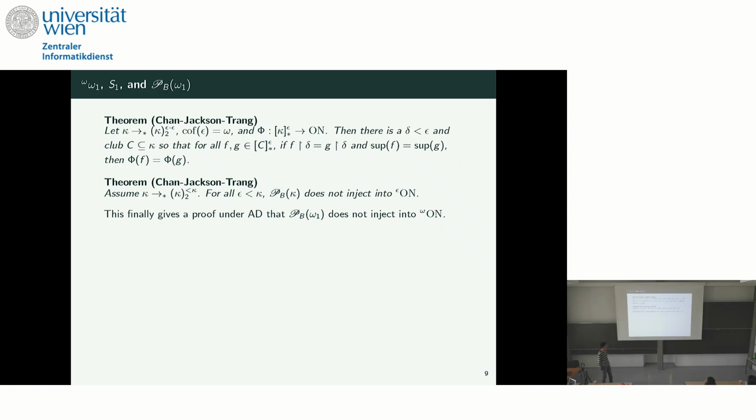So we can use this continuity result to show that if kappa is a weak partition cardinal, then PB kappa does not inject into omega sequences of ordinals for all epsilon less than kappa. And since under AD, omega 1 has a strong partition property, this gives you an AD proof that PB omega 1 does not inject into omega sequences of ordinals.